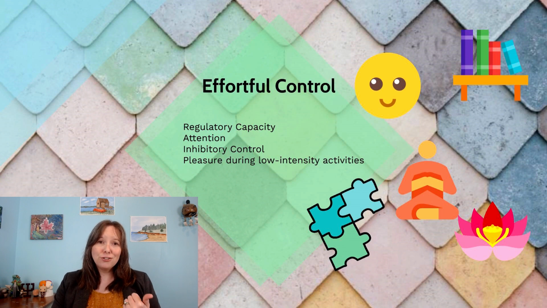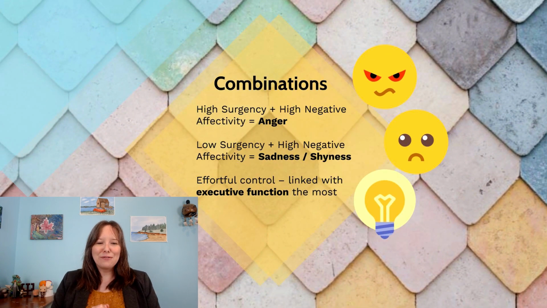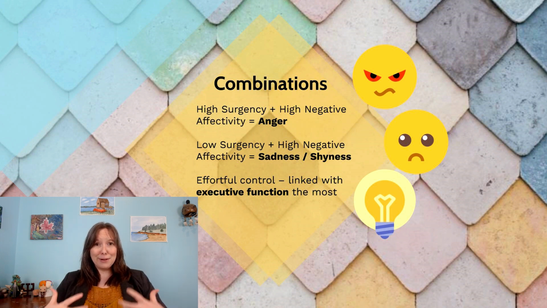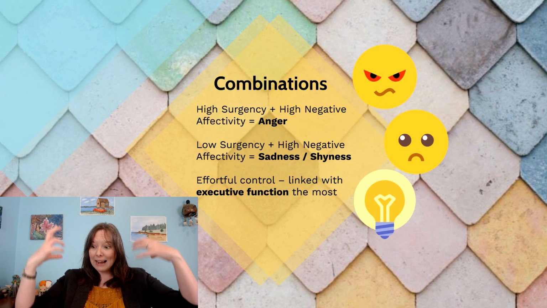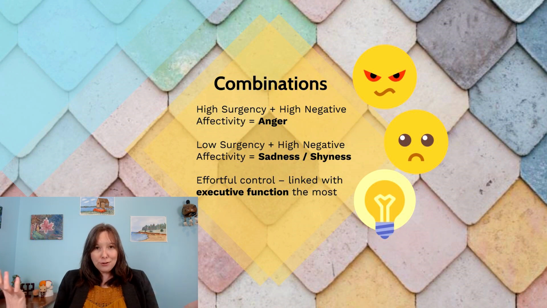Now, regarding surgency, negative affectivity, and effortful control, effortful control is the real big overlink with executive function, but we can see how different combinations could link to all kinds of different behavior. As mentioned, if you have high surgency and high negative affectivity, you're going to have lots of pleasurable emotions, but also lots of negative. And when you're highly active and highly aroused, and you feel negative, we might get a person that feels very angry, and they express that in anger and outward hostility.